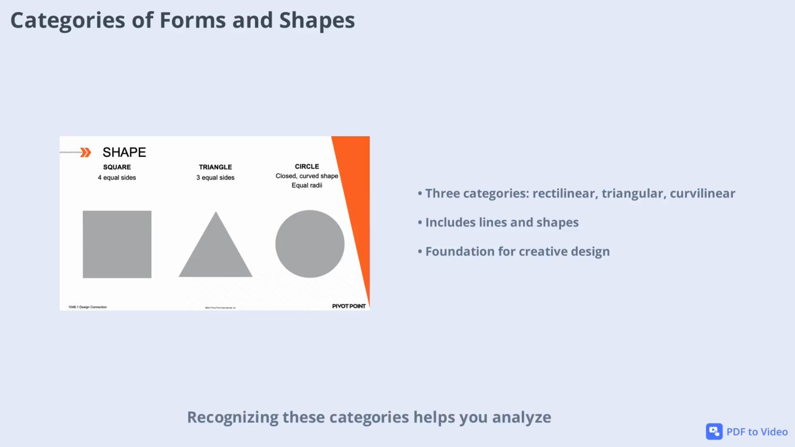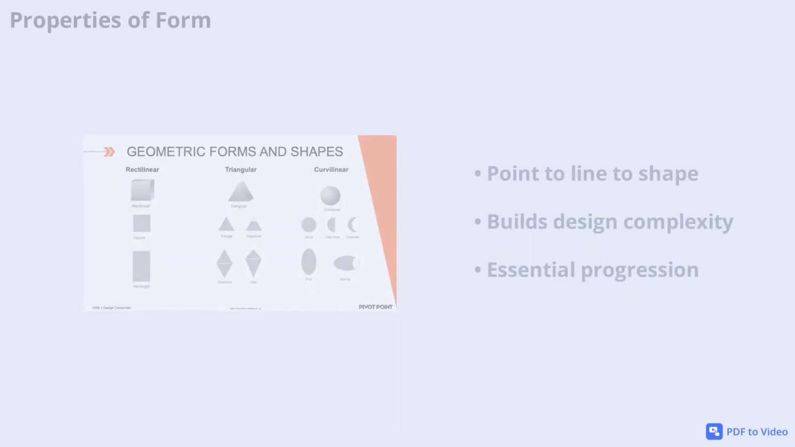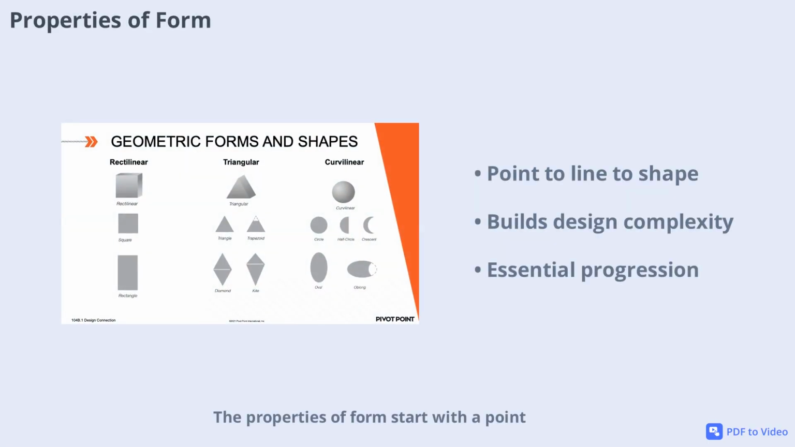Recognizing these categories helps you analyze and create a wide range of designs. The properties of form start with a point, which when extended becomes a line. When a line is extended, it becomes a shape. This progression from point to line to shape is fundamental in all design work. By understanding how these elements build on each other, you can create more complex and interesting designs.